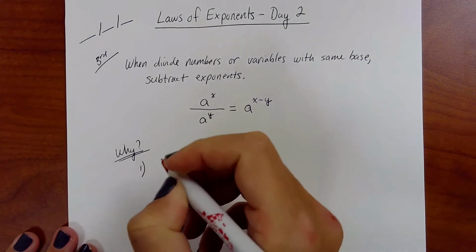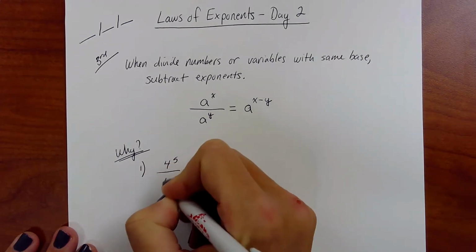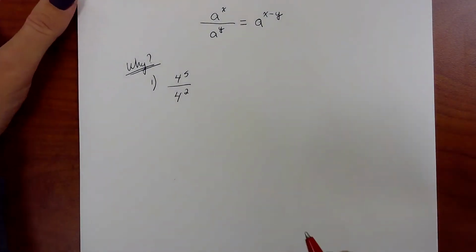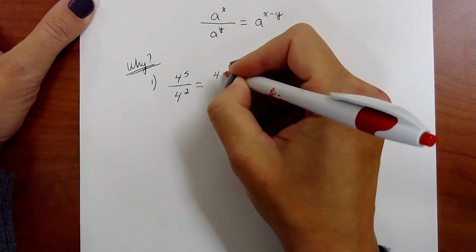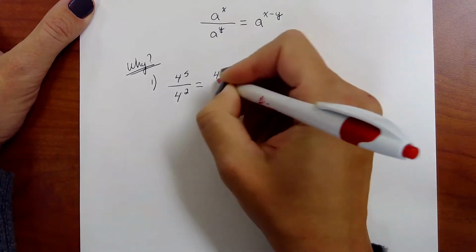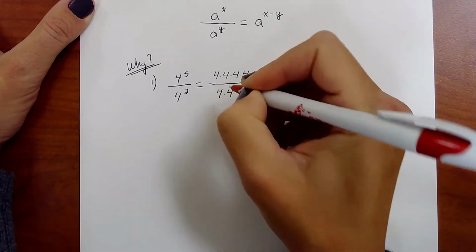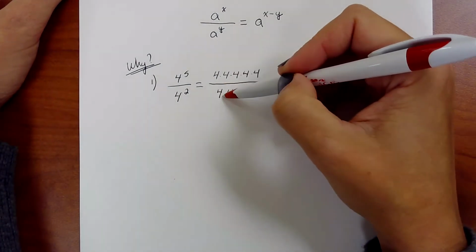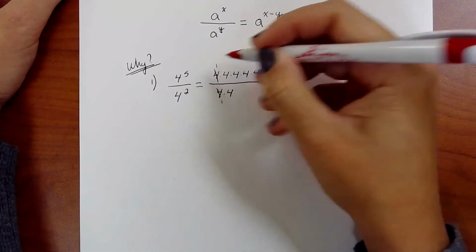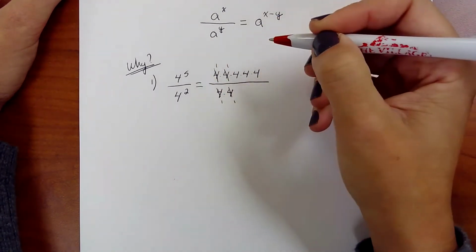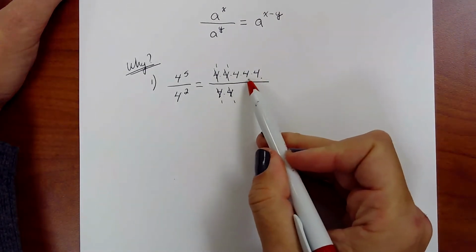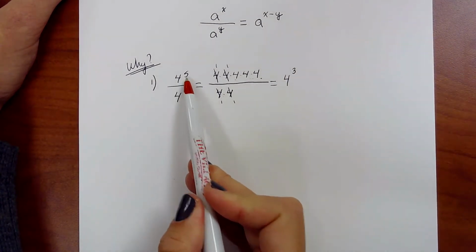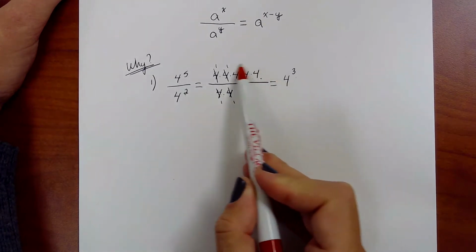All right, so let's look at why this happens. I'll do an example here. Let's say 4 to the 5th over 4 to the 2nd. If I expanded this out, if I didn't know the laws, this means 4 times 4 times 4 times 4 times 4 all over 4 times 4. Now, when you do 4 divided by 4, you get a 1, right? So these can cancel out to be 1s. Look what's left. 3 4s on the top, so that's really 4 to the 3rd. And look, 5 minus 2 is 3. So this is why it's happening.